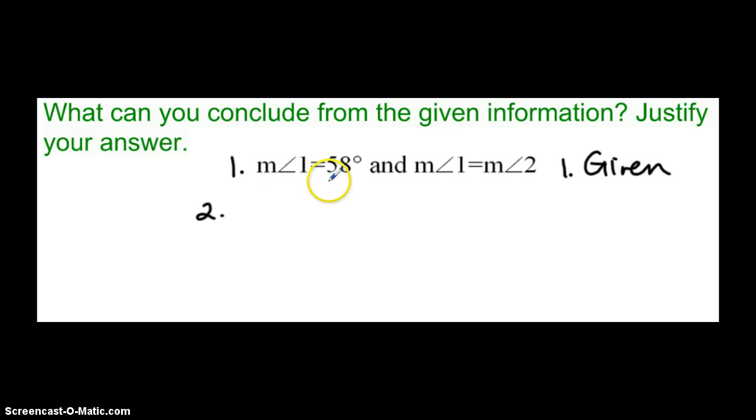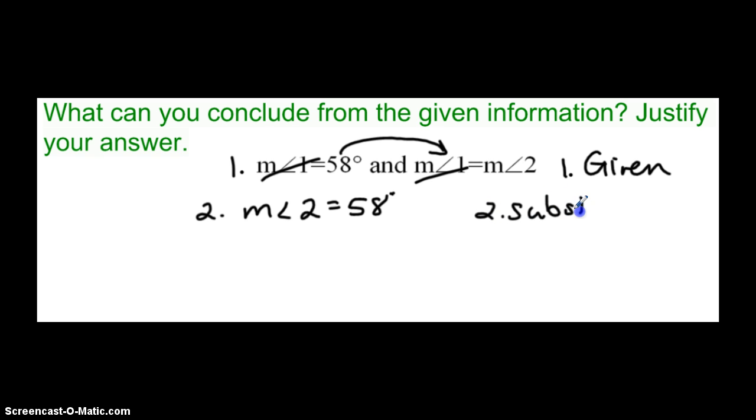When you know the value of something, here the degree measure of angle 1, and we know that the measures of angle 1 and angle 2 are the same, they are equal, we want to use a property called substitution. We are going to take 58 degrees and substitute it in for the measure of angle 1. So what can we conclude? We conclude that the measure of angle 2 is also 58 degrees. This is a very common reason that we use, which is substitution. That's the substitution property, which says that you can substitute a value in for its equal.